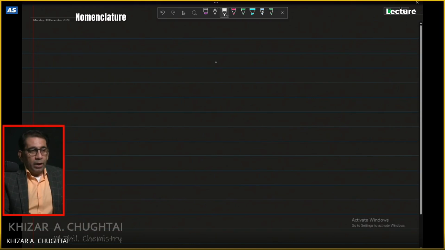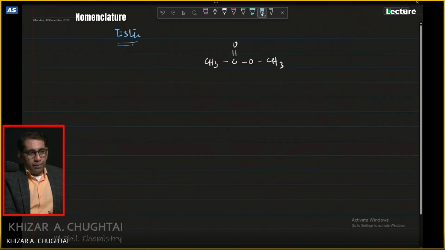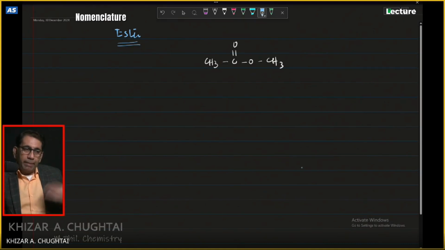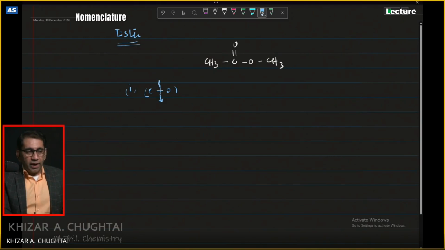But once again, for example, this is CH3, C double bond O, and again CH3. This is one of the smallest esters. As far as the nomenclature of the ester is concerned, first, in my opinion, the first step is to cut this whole molecule at the C single bond O. So there are two C single bond O's basically.